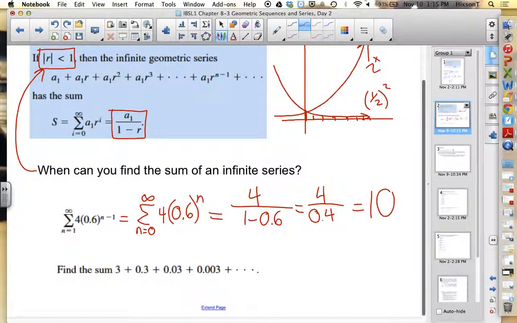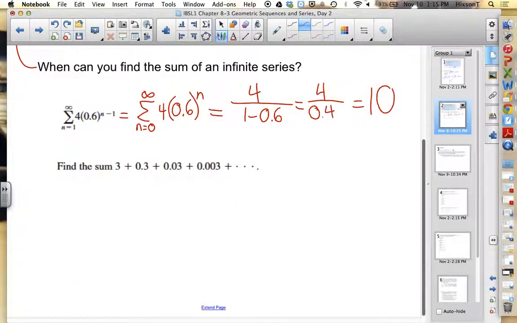Alright. Let's try another one. This is one that, just looking at it, you could probably write down. What's this going to add up to? 3 plus 0.3 plus 0.03 plus... It's going to be 3 and 1/3. Alright, but let's see how that works using our formula. Okay?